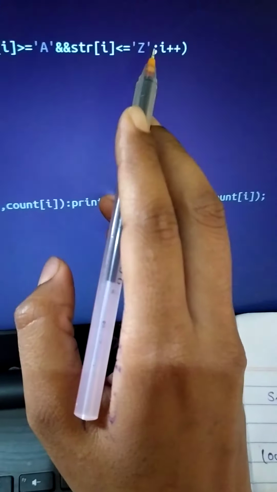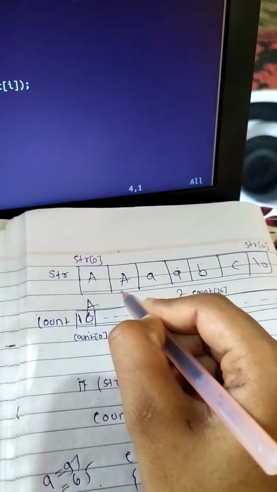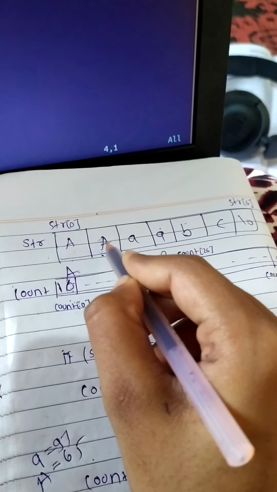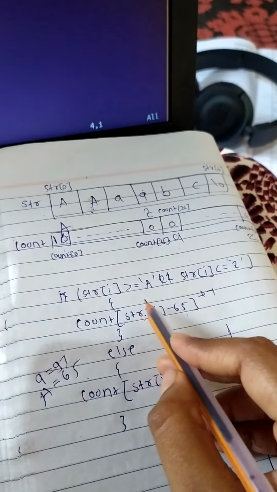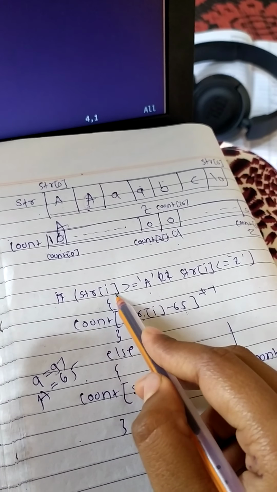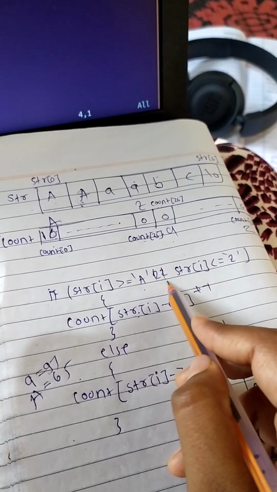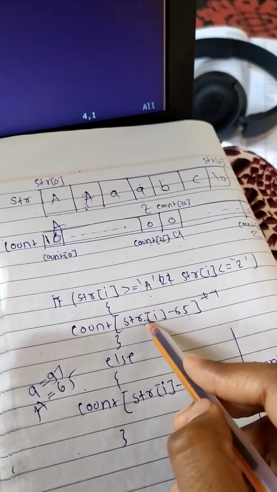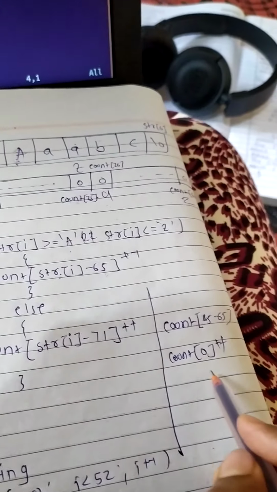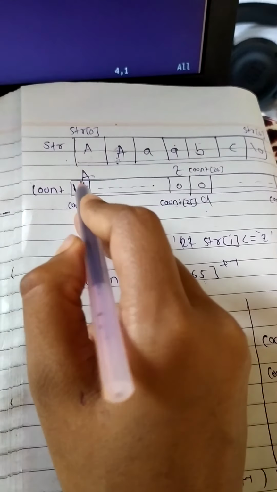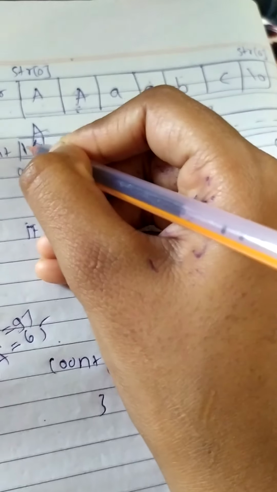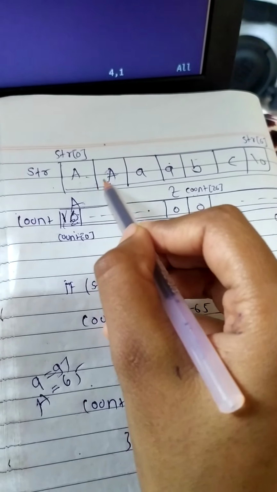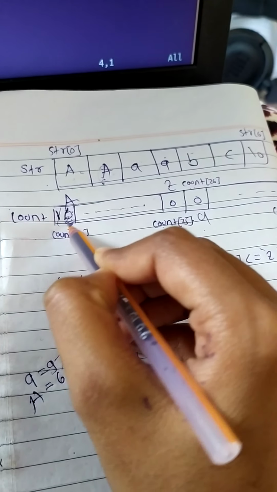Then our loop does i plus plus. Here the next character is also capital A. See, this condition is satisfied. Capital A is greater than or equal to A, true, and capital A is less than or equal to Z, true. So 65 minus 65, again count of 0 plus plus. Before it's 1, so plus plus, it becomes 2, meaning capital A is 2 times. Frequency of capital A is what? 2 times. See here, 2 times.